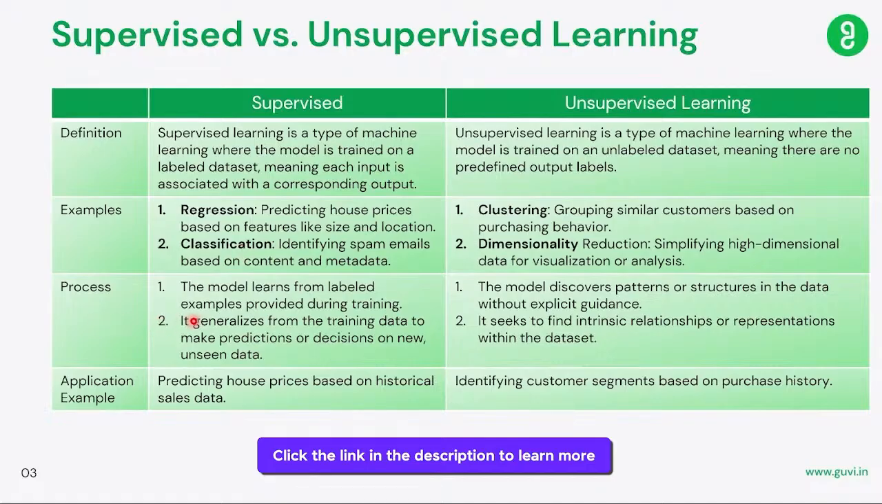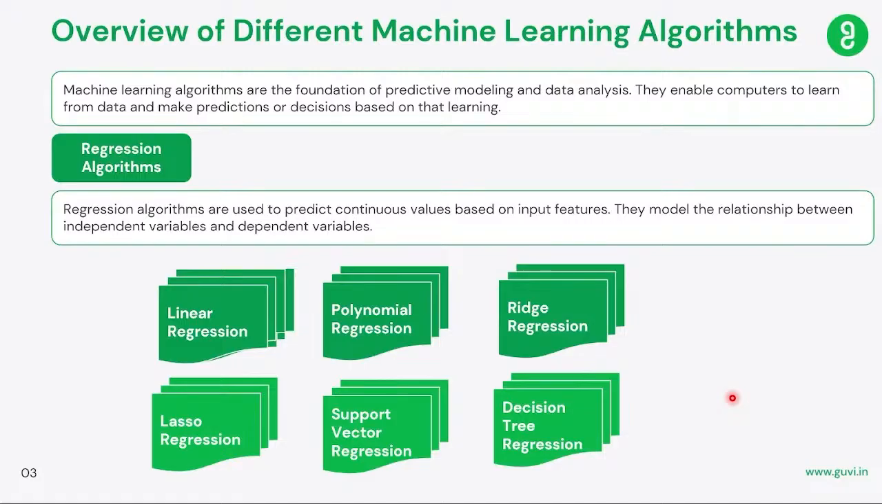The process here is that the model learns from labeled examples provided during training. It generalizes from the training data to make predictions or decisions on new or unseen data. In unsupervised learning, the model discovers patterns or structure in the data without explicit guidance. That's the important point. It seeks to find intrinsic relationships or representations within the dataset. So the application examples are predicting the house price based on historical sales, and identifying customer segments based on purchase history.